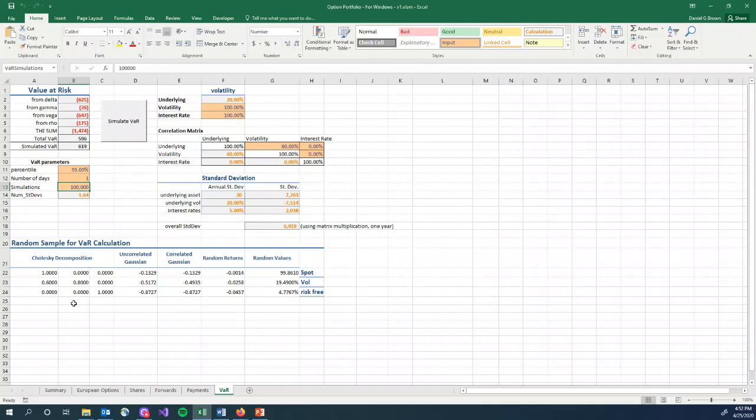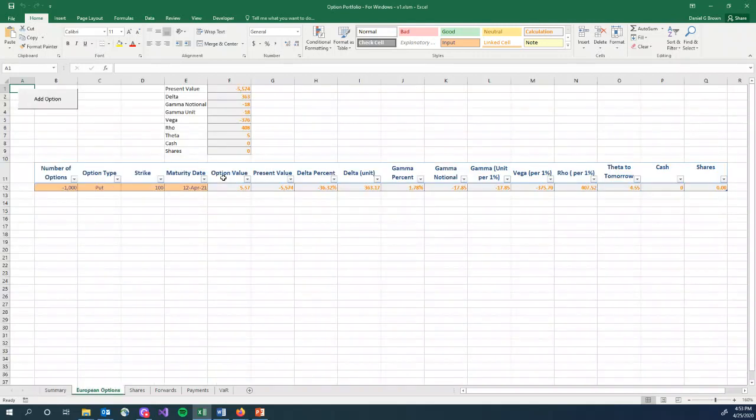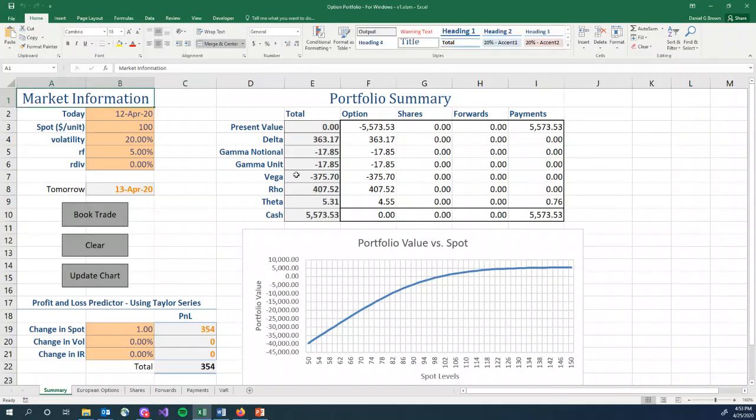If you recall, I just left you running a value at risk simulation. So if I go back to the beginning of my spreadsheet, I will see I've got a portfolio in my sheet. If I look at my European option tab, it's short 1,000 put options with a strike of 100 maturing in 1 year. If we recall, the delta is a positive 363.